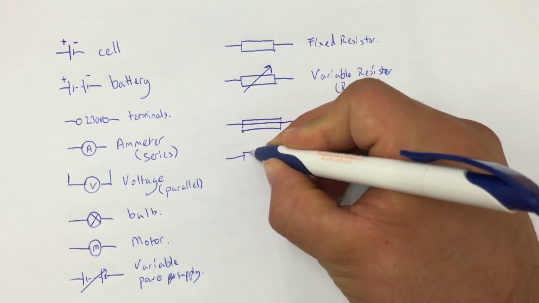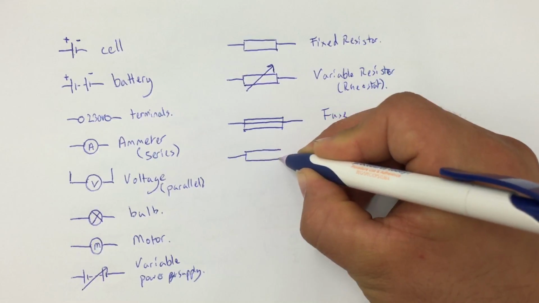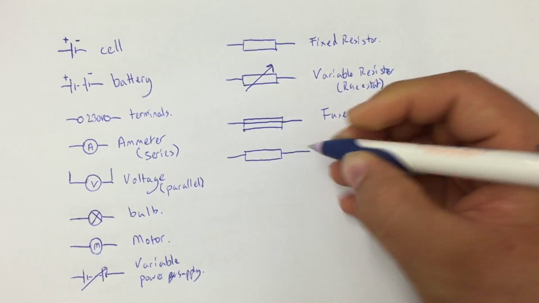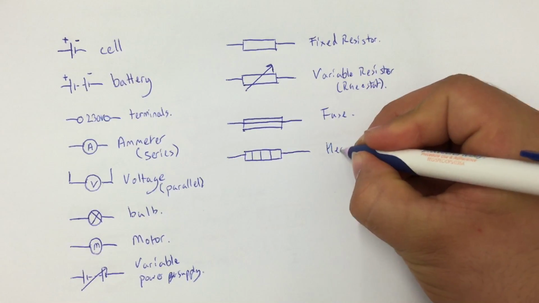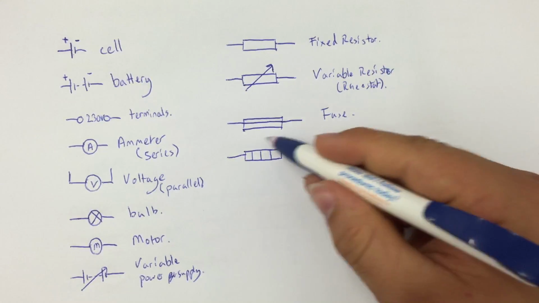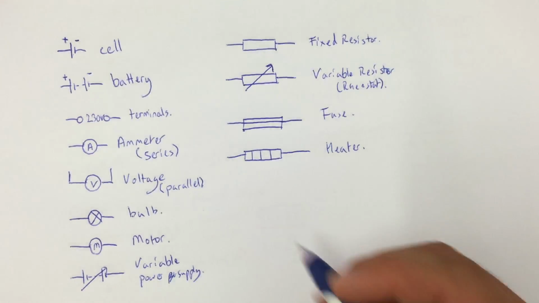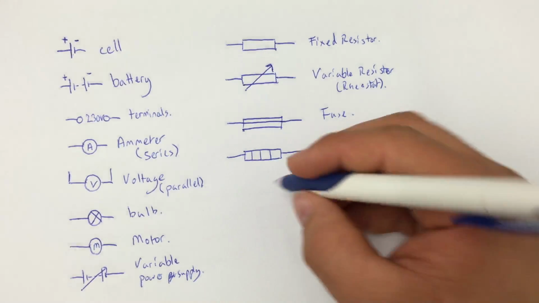Another one is that when energy is transferred to a resistor, it's all transferred as heat. So a heater is also drawn in a very similar way to a resistor, but it has lines going down, so that would be a symbol for a heater.